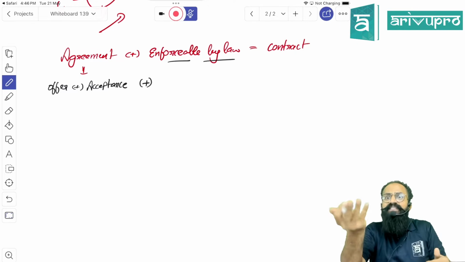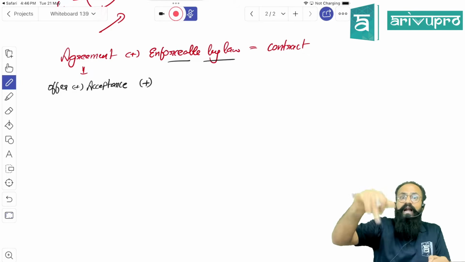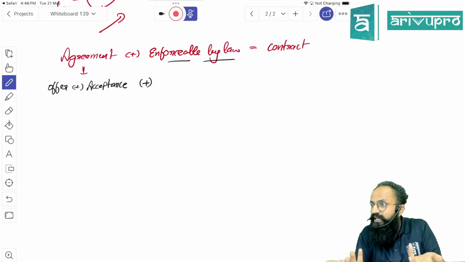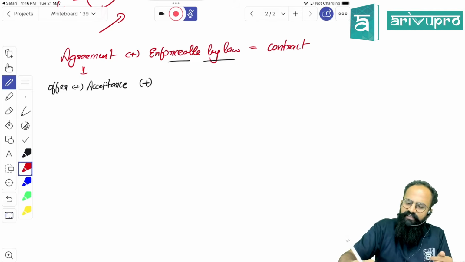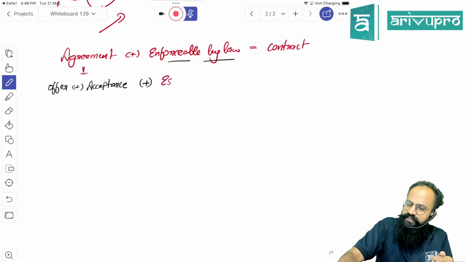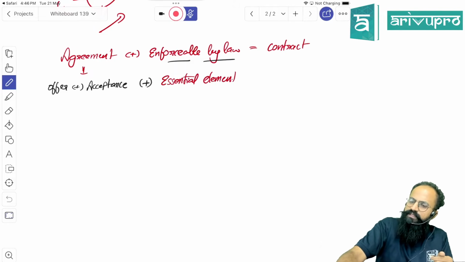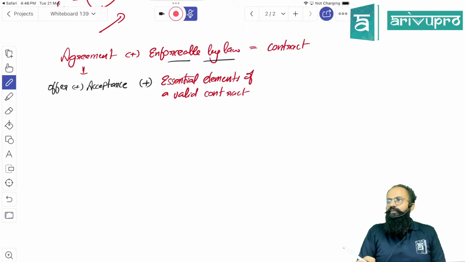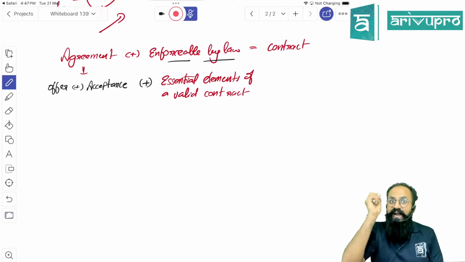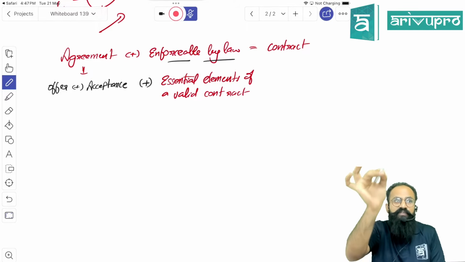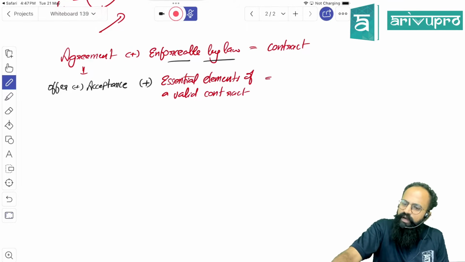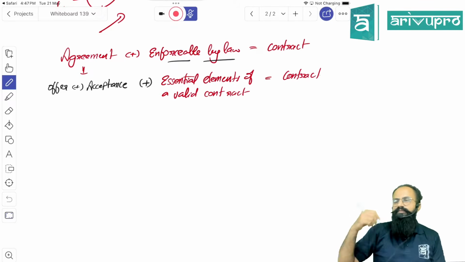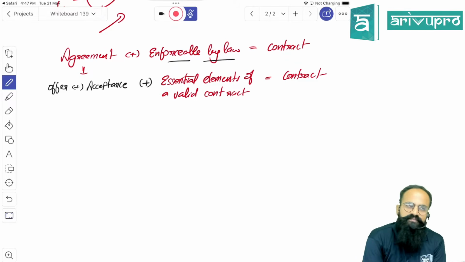Sir, what are the conditions that we have to satisfy so that the court will help us? Those conditions we call the essential elements of a valid contract. So sir, if you have an offer, if you have acceptance, and if you are satisfying the essential elements of a valid contract, now this will become a contract. Understood? Yes. Okay, write this down.